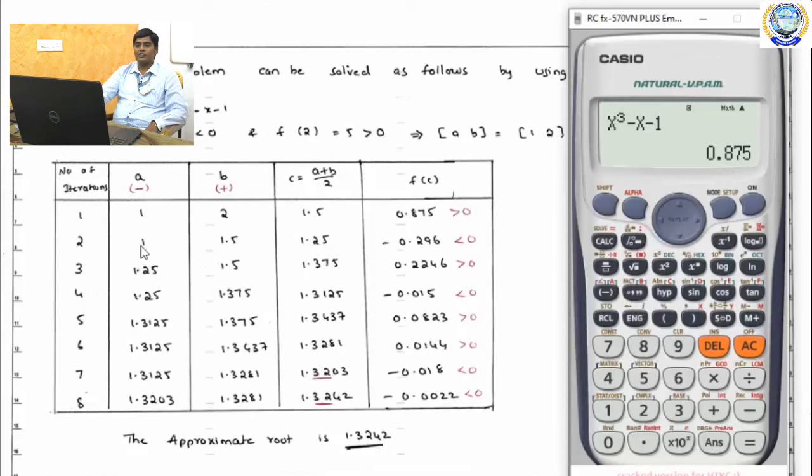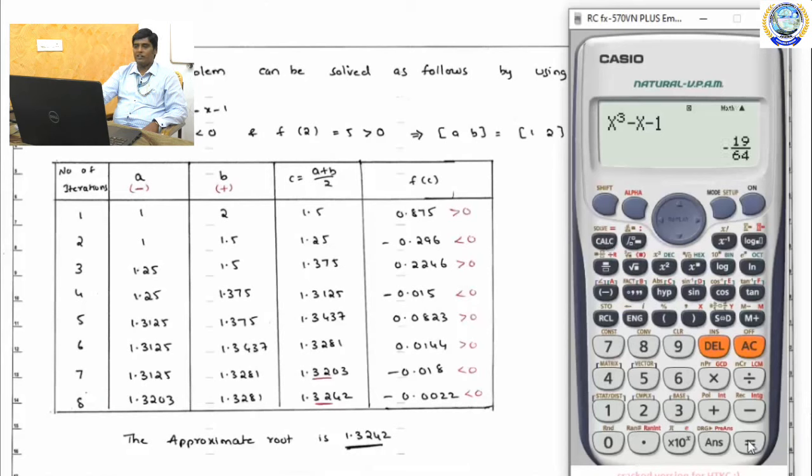Again, I have to take the average of 1 and 1.5. So again, I will take that formula, x equals a plus b divided by 2. Again, CALC. Here a is 1. Same. I have to change the b value. That is, instead of 2, I want to write 1.5. Then it is 1.25. Now I have to check this 1.25 whether it is positive or negative. Again, press the up arrow button. You have x cube minus x minus 1. So press CALC. 1.25 is our previous value.